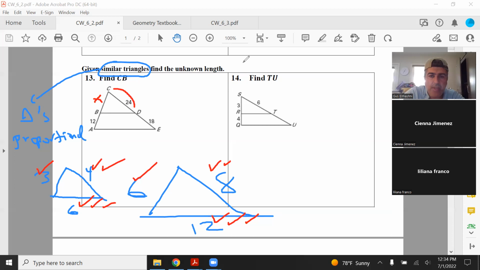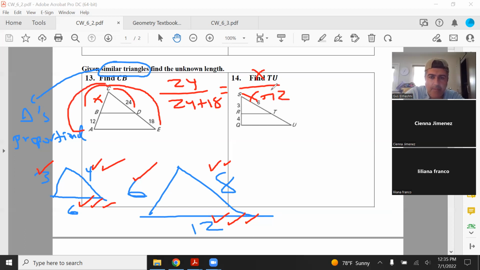So in this case, you could say 24 over 24 plus 18. Because what I'm doing is I'm comparing CD to CE equals X over X plus 12. Because I'll compare CB to CA. So you get 24 over 42.